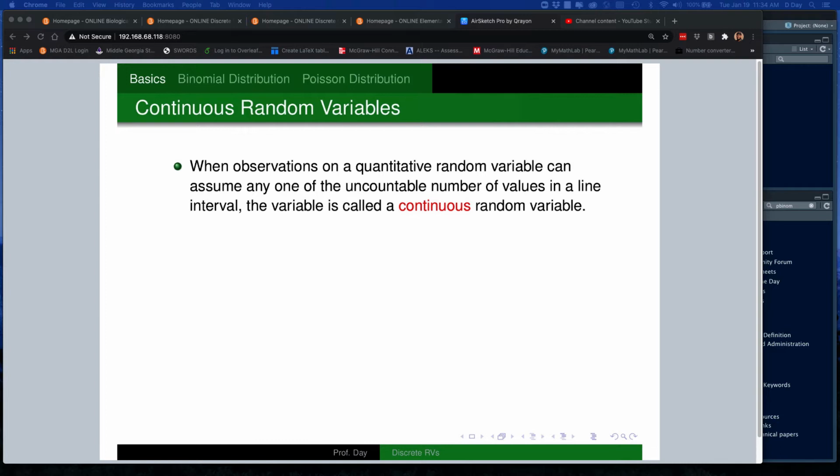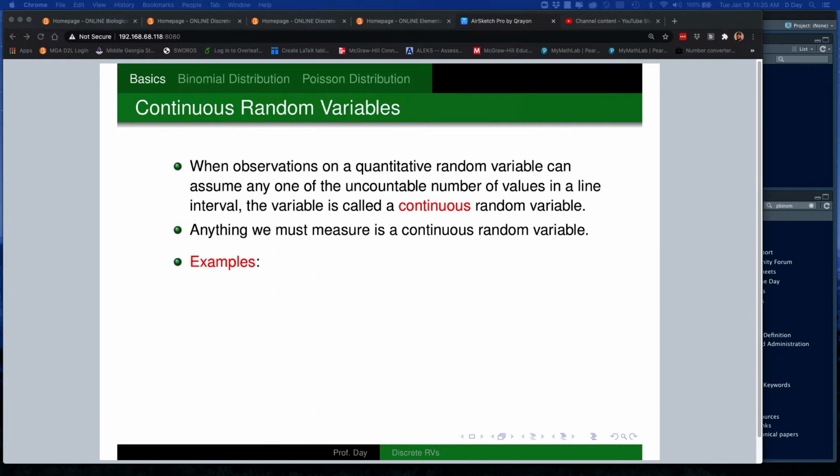A little word here on continuous random variables. When observations on a quantitative random variable can assume any one of an uncountable number of values, essentially decimal numbers, because usually we round decimal numbers off, and so we consider them uncountable because if we rounded them off, we don't know exactly what the value was, and they can take on any number in a line interval, then the variable is called continuous. Anything that is continuous is, as I think I've stated before, usually something that's measured. Most continuous variables are some kind of measurement.